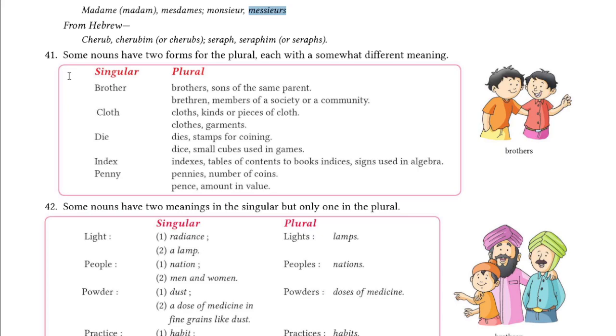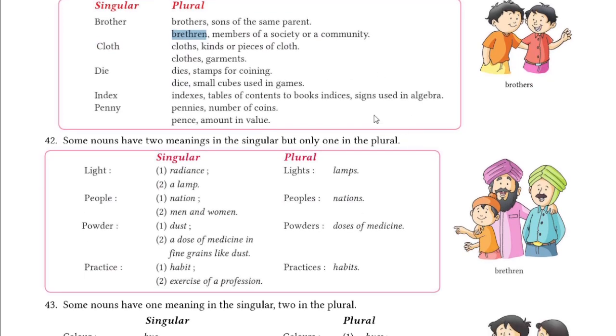Now, point number 41. Look at these nouns. Brother is the noun in singular number. It has two plural forms. One is brothers. It means sons of the same parent. And the second plural form is brethren, members of a society or a community.